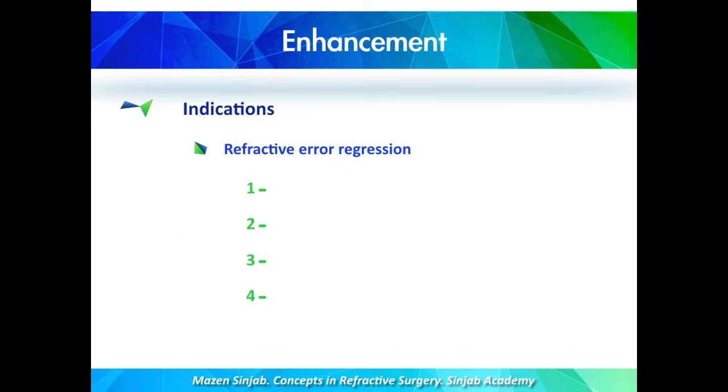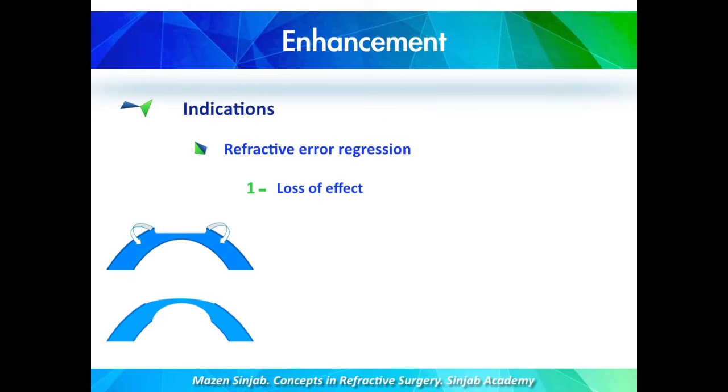Refractive error regression. The regression of the refractive error may be due to loss of effect, nuclear cataract, diabetes, and the use of medications such as steroids. Starting with the loss of effect. Now, the biomechanics play a very big role in the regression of the treatment or the loss of effect of the treatment. For example, after myopic treatment, there might be some shrinkage at the edges of the treated zone and bulging in the central zone, causing loss of effect.